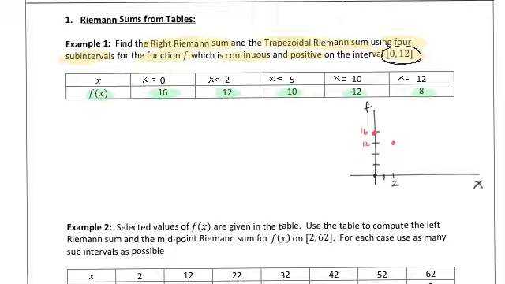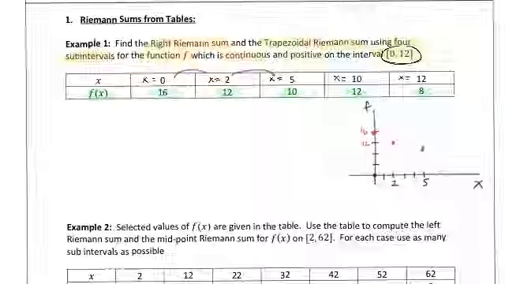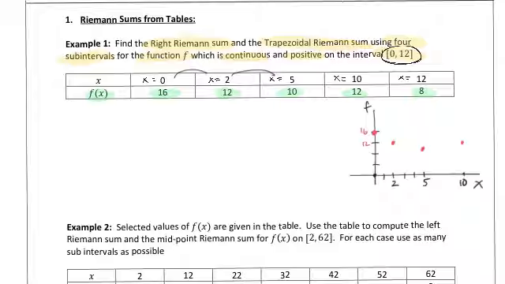And then I jump to x is equal to 5. Notice it's not 4, right? It's 5. So the spacings here might be different. So at x is equal to 5, y is equal to 10. So I'm here somewhere. And then x is equal to 10 out here, I'm at y is equal to 12 again. And at x equals 12, which is out here somewhere, y is equal to 8, right? So this is all that we know about this graph.